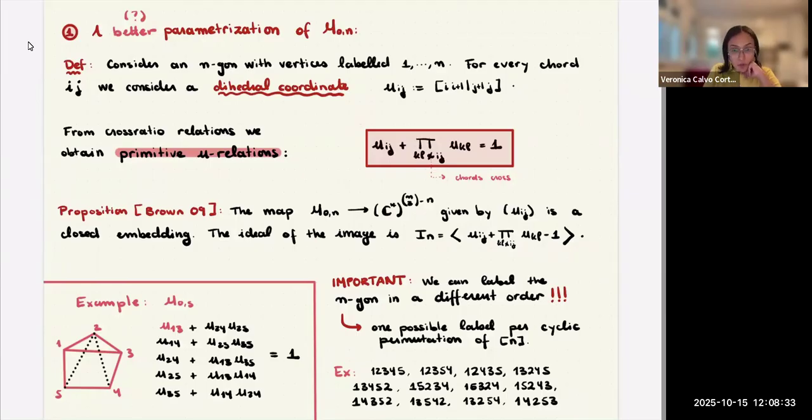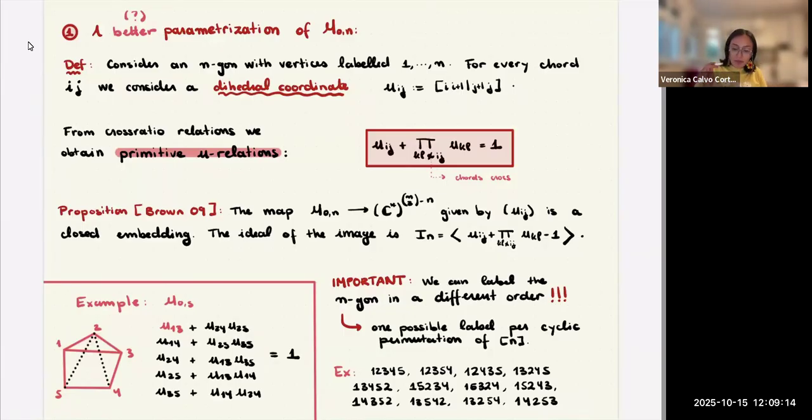Okay, so let me show you an example. If we consider M_0,5, then we need to look at this nice pentagon. In this case we have 5 chords, and each one of the chords has a very similar looking U relation. For example, for chord 1,3, we want to look at what are the chords that cross it. In this case, we get 2,4 and 2,5. Therefore, the U relation that we get is U13 plus U24 times U25 equals 1. Okay, so far so good.